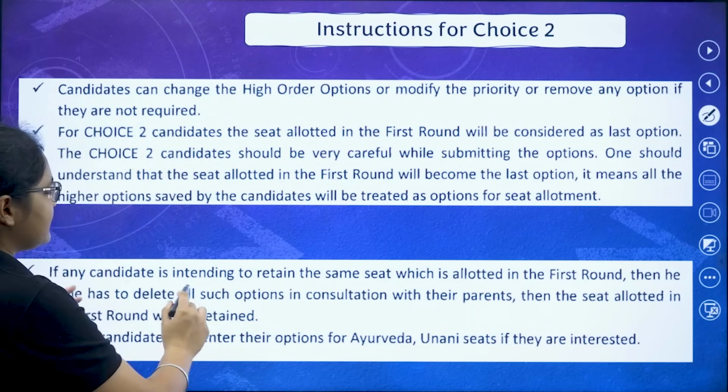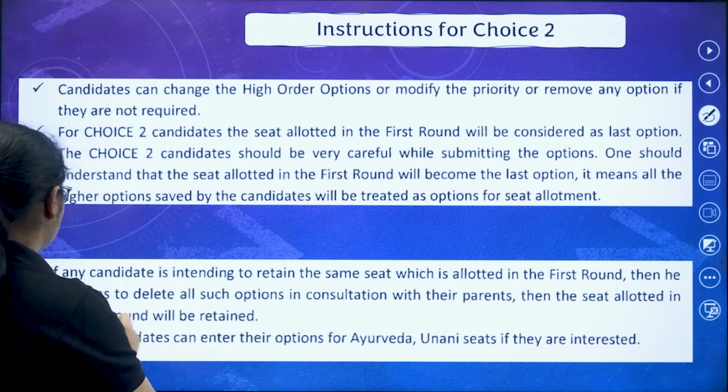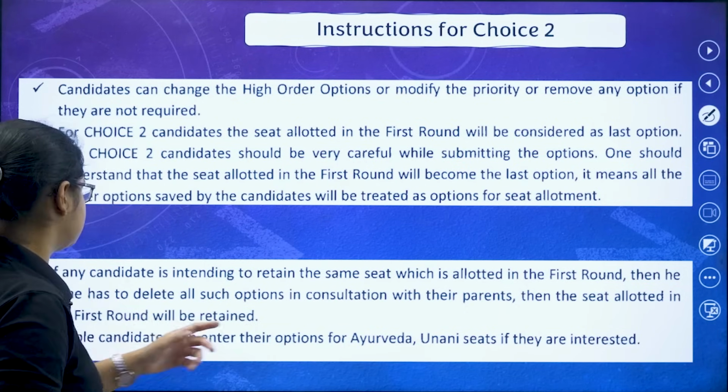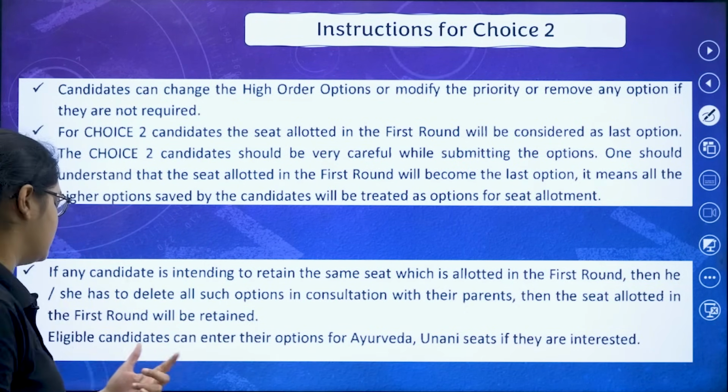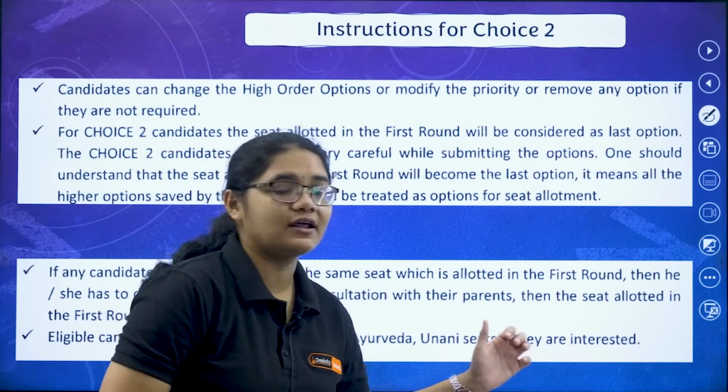Okay, if any candidate is intending to retain the same seat which is allotted in the first round, then he or she should delete all such options in consultation with their parents. Then the seat allotted in the first round will be retained. Eligible candidates can enter their options for Ayurveda, Unani seats if they are interested.